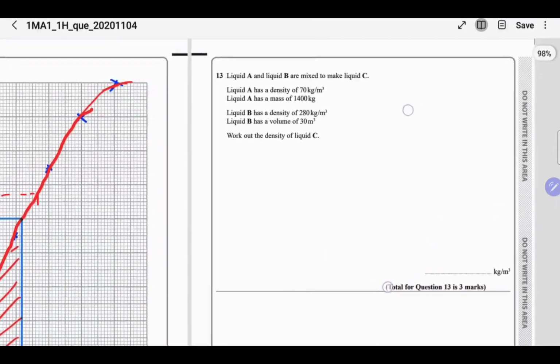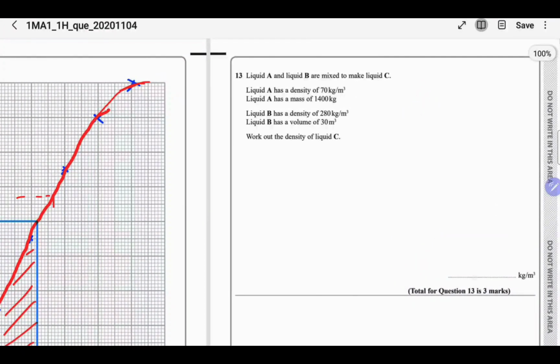We have question 13. Liquid A and liquid B are mixed together to make a liquid C. They are mixed to make liquid C. Liquid A has a density of 70 kilograms per cubic meter. Liquid A has a mass of 1400 kilograms. Liquid B has a density of 280 kilograms per cubic meter. Liquid B has also a volume of 30 cubic meters. Work out the density of liquid C.